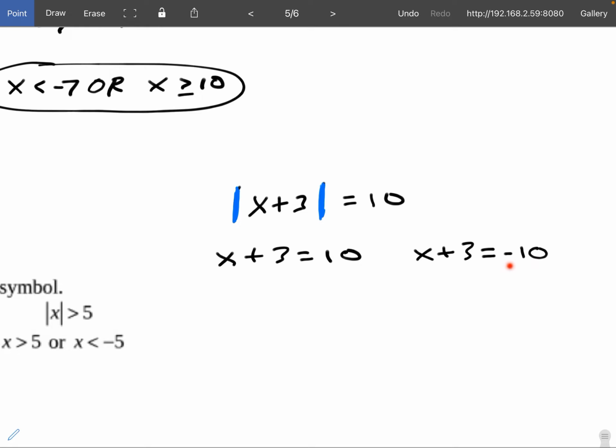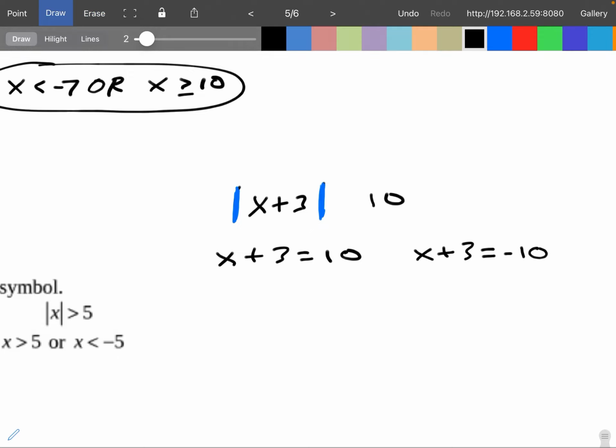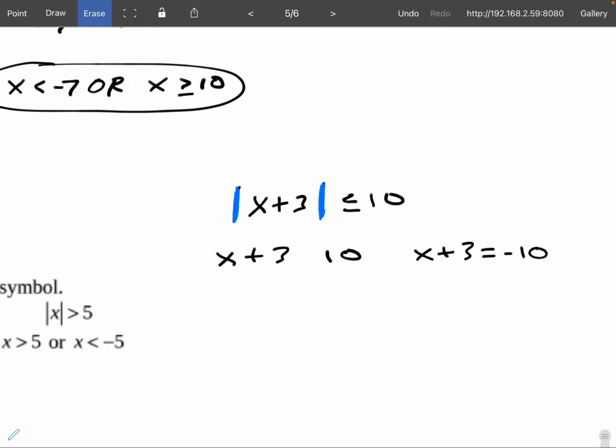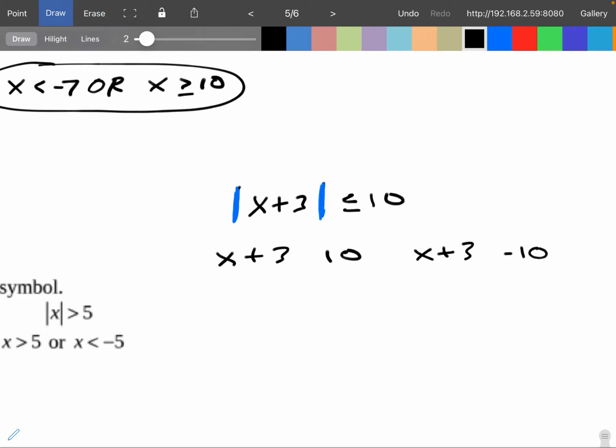So, again, in both of these cases, we drop the absolute value. Notice there's no absolute value in here. We write the first one pretty much just as it is. But the second case, we take the negative of that number on the right-hand side. And then we solve both of those, right? Now, the only difference today is it's not going to be an equal sign in there. It could be like a less than or equal to.